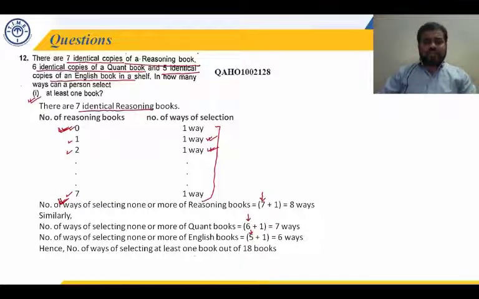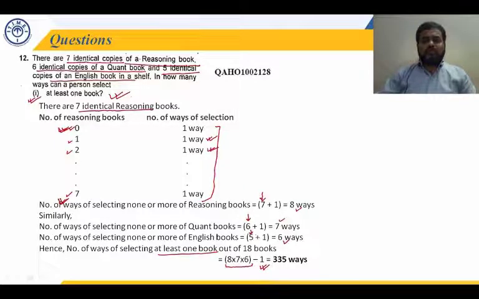So the number of ways of selecting at least one book out of 18 books will be 8 into 7 into 6. When we do this, it also includes one way where we have not selected any reasoning book, any quant book, or any English book. In short, we have not selected any book. But what does the question say? The question says that we have to select at least one book, right? So if we are not selecting any of the books, then there is only one way.